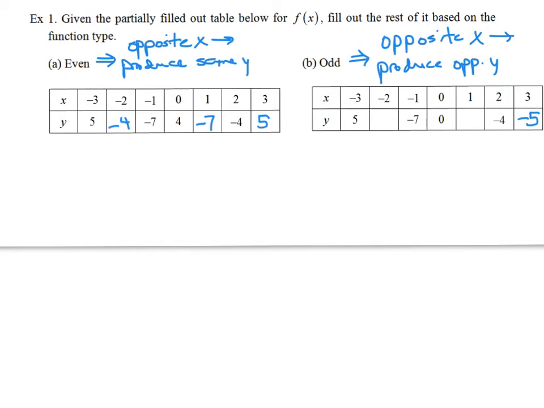For the number 2, the output is -4. But if I take the opposite input, the output should be the opposite, +4. Finish it off with the number 1. When I have -1 as the input, the output is -7. So if I take the opposite input, the output should be the opposite as well. And again, if you were to plot these points on a graph, you would see that this graph would be symmetric with respect to the origin, also telling us that it's an odd function.